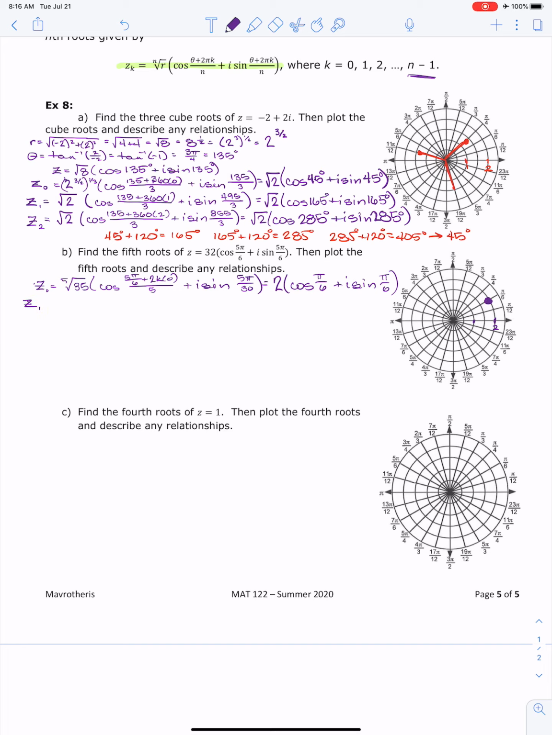My second root, stick that 2 out front. I have cosine 5 pi over 6 plus 2 pi times 1 all over 5. That gives me i sine. 5 pi over 6 plus 12 pi over 6 gives me 17 pi over 6. We're going to divide that by 5. So I get 2 cosine 17 pi over 30 plus i sine 17 pi over 30.